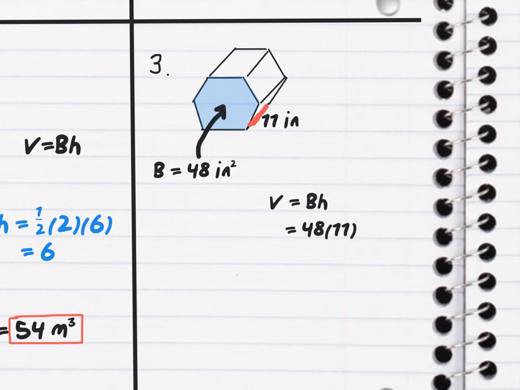Okay. So now we just multiply these two numbers, and that will be our volume. So we get 528 inches cubed. Remember, we always want to label volume as a cubic measurement.